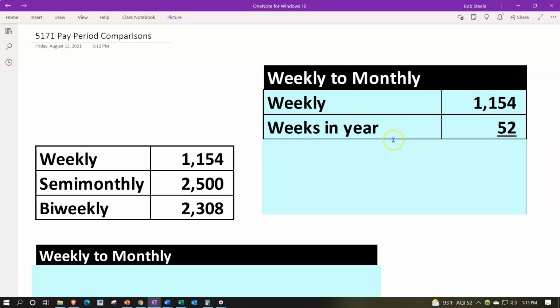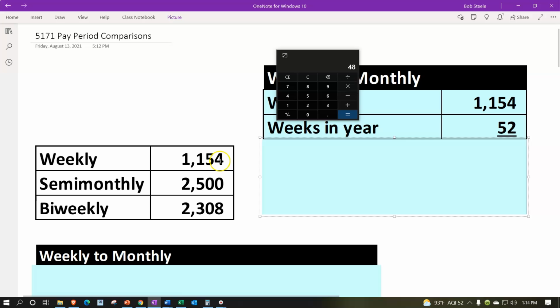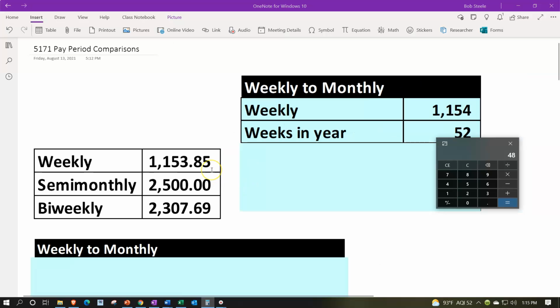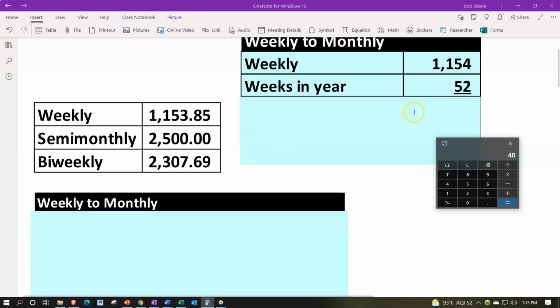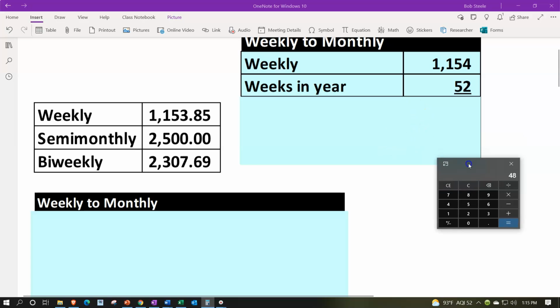So we've got the weekly at 1154, and the number of weeks is going to be 52. Note that we rounded this, so it's really 1153.85 is the actual number, rounded to 1154. And then we've got the weeks in a year. Now, you might want to just memorize the average weeks in a year.